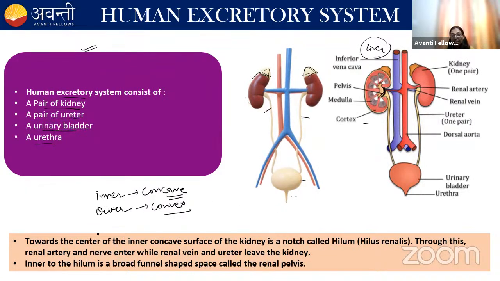Why? Because here the exit and the entry points take place: exit of the renal vein and ureter, and entry of the nerve and the renal artery. So the renal artery and nerve enter the kidney, and the renal vein and the ureter leave the kidney. Inner to the hilum, there's a funnel-shaped space, which is known as the pelvis. And the pelvis is associated with the major and minor calyces.